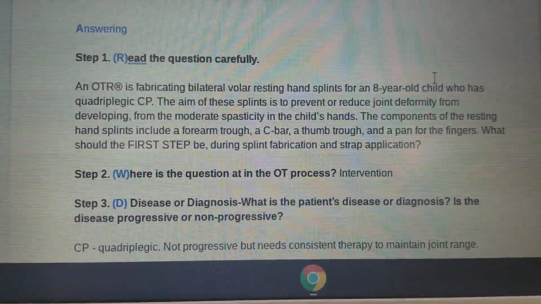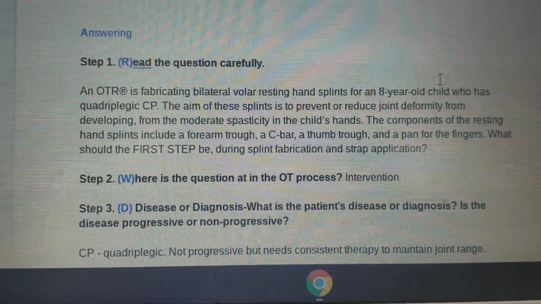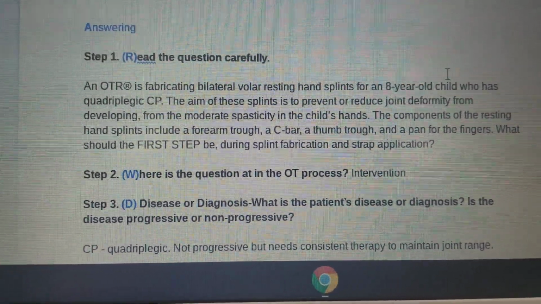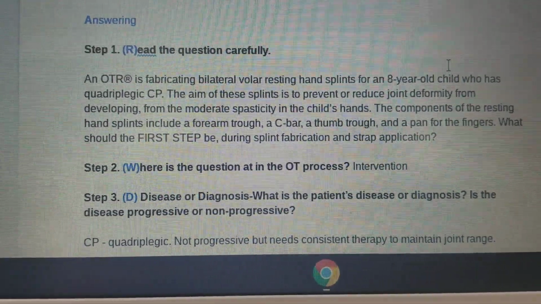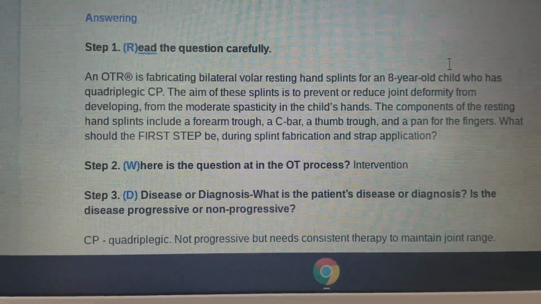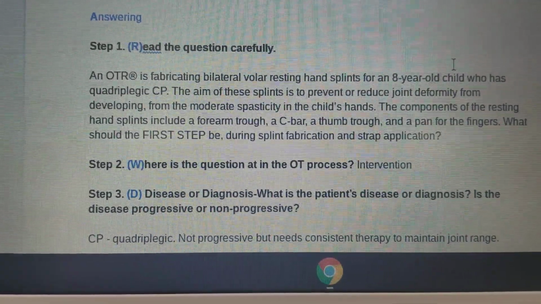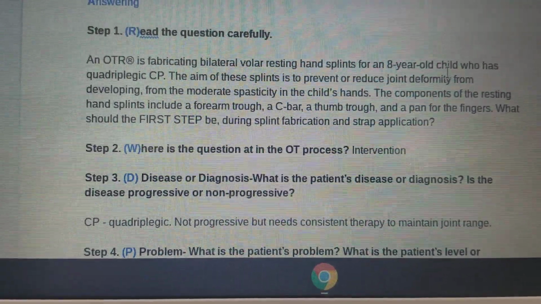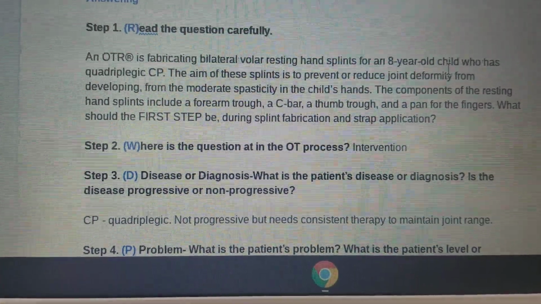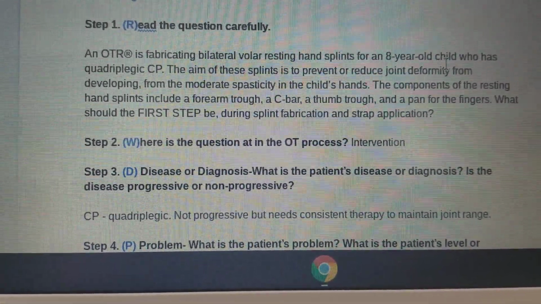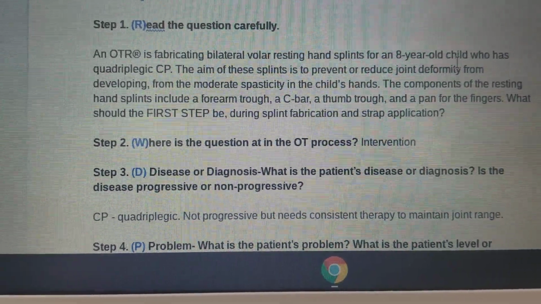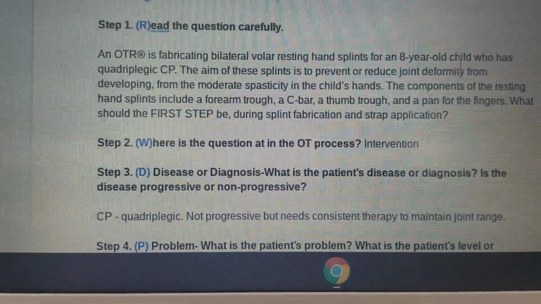An OTR is fabricating a bilateral volar resting hand splint for an 8-year-old child who has quadriplegic CP. The aim of these splints is to prevent or reduce joint deformity from developing from the moderate spasticity in the child's hands. The components of the resting hand splints include a forearm trough, a C-bar, a thumb trough, and a pan for the fingers. What should the first step be during splint fabrication and strap application?